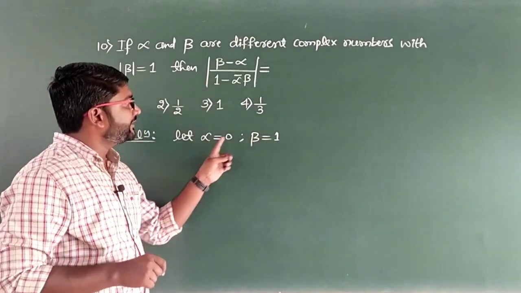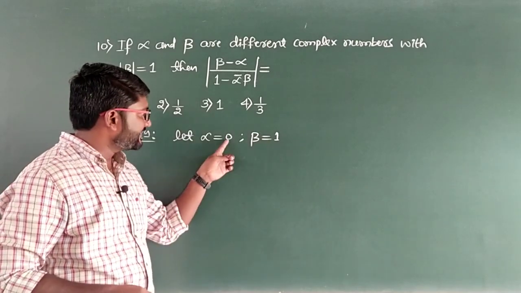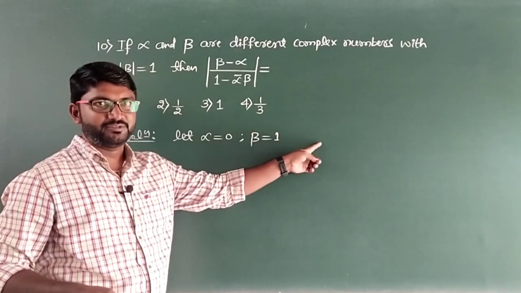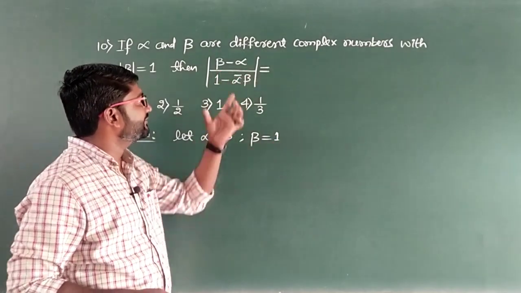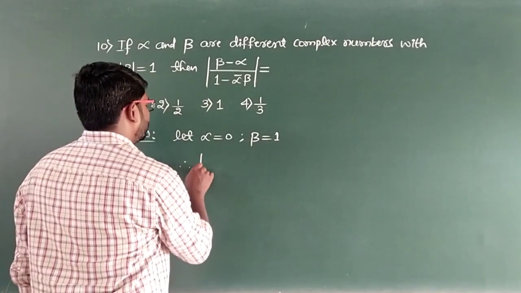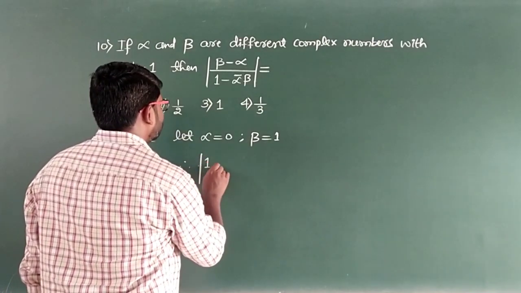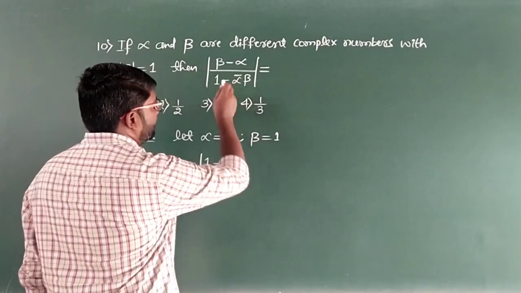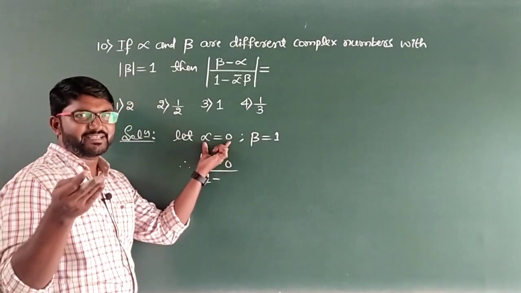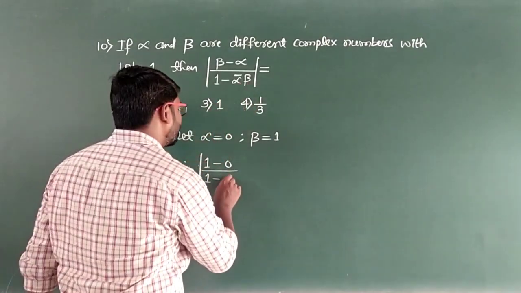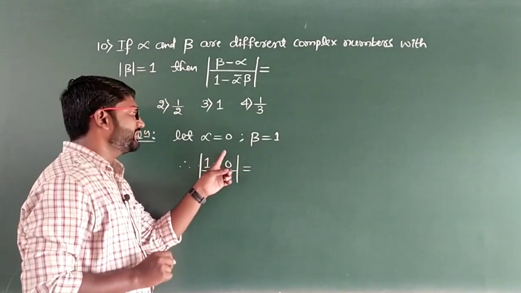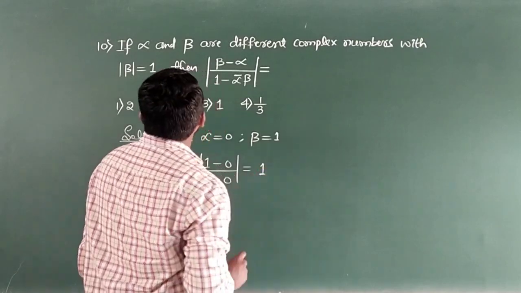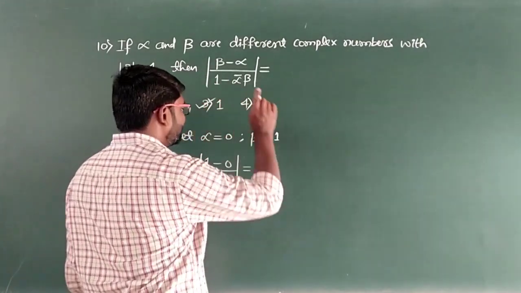And they have given alpha and beta are different complex numbers now. So this can be written as 0 plus i into 0 and this can be written as 1 plus i into 0. Substitute these two values in the given condition. Therefore, what do we get now? 1 minus 0 divided by 1 minus, so here alpha bar, that means the conjugate of this complex number, is again 0. 0 into 1, it will be 0. So overall what do we get now? 1 minus 0, it is 1. 1 by 1, mod 1, it will be 1. So search for the options now. Option 3 is the correct answer.